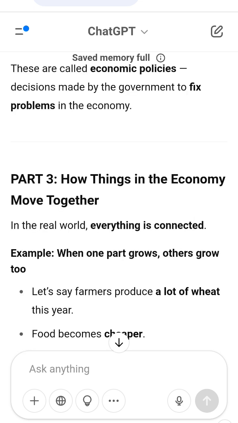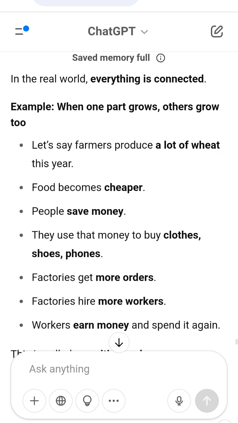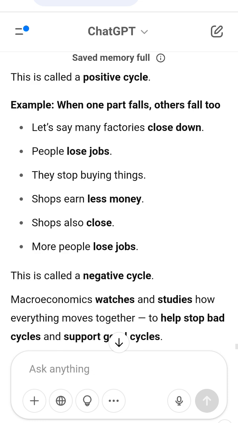Final recap table, super simple. What it means, simple example. Microeconomics, study of small parts, one shop, one buyer. Macroeconomics, study of the whole economy, all shops, all people.